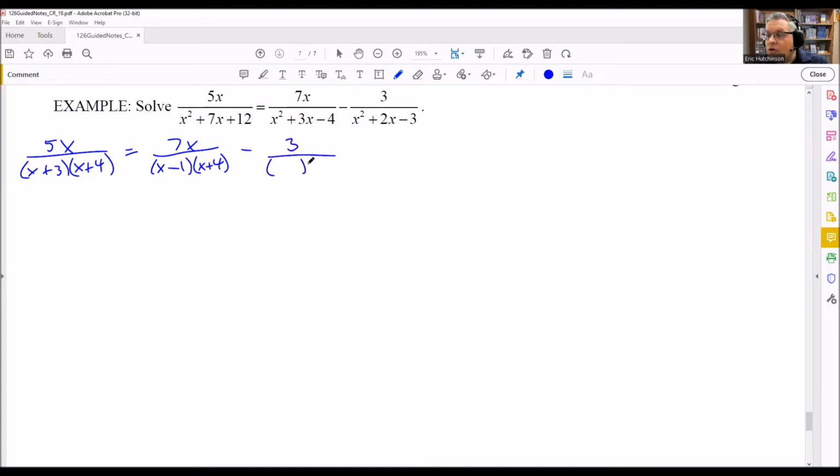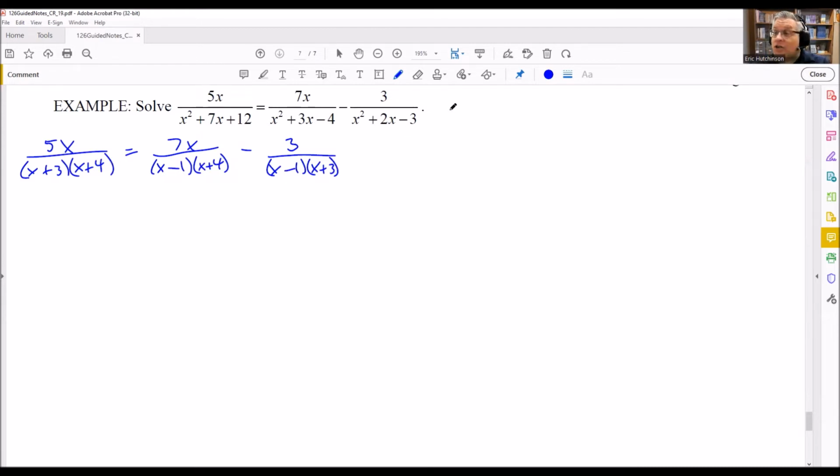And then this one, factors of -3 that add up to 2 would be 1 and 3. And we want the 3 to be positive and the 1 to be negative. 3 minus 1 will give you a 2.